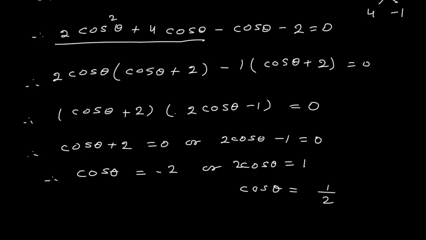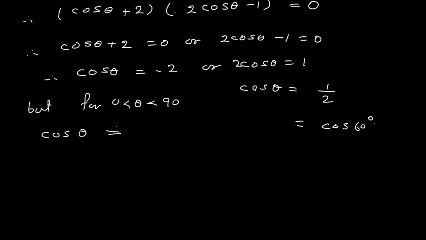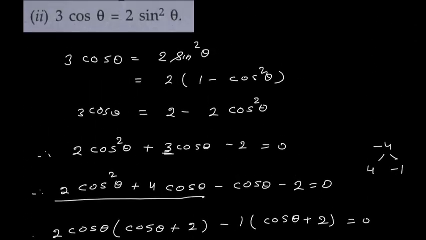Now cos theta is 1 by 2 will give you cos 60 degree. Here cos theta equal to minus 2, but for theta between 0 and 90, cos theta will never be minus 2. So therefore finally you have only one answer, theta is equal to 60 degree. So theta is equal to 60 degree is the answer in this particular problem.